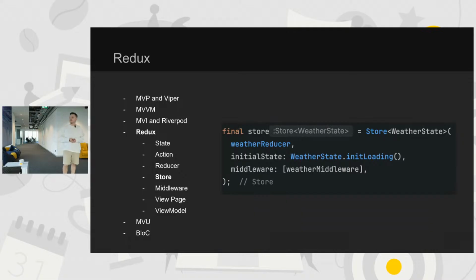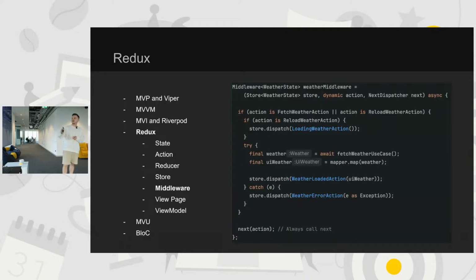The store allows us to make some kind of initial state of this structure, and also it allows us to bind other components with this structure. For example, I just put middleware. A little bit later, I'll show you what that means. But in general, it allows us to interact with the network. So this is the middleware component.